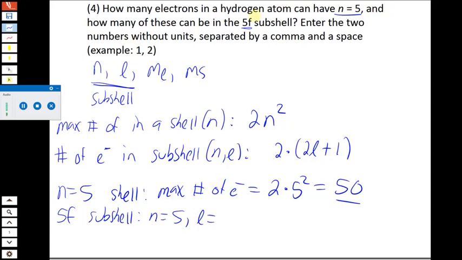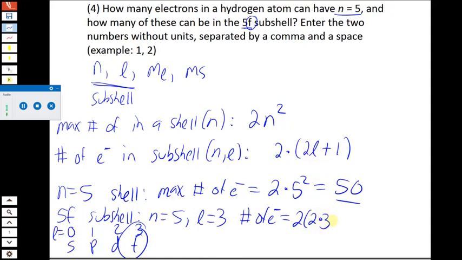So remember that these letters in a subshell designation represent the values of l that we have. So you have s, p, d, and f as the ones that we encounter most commonly, and that gives us values of 0, 1, 2, or 3 for l. So an f subshell has l equals 3, so that's the value of l that we're going to want to use for this one. All right? So the maximum number of electrons in 5f is going to be 2 times the quantity 2 times 3 plus 1, 2 times 2l plus 1, which is 2 times 7, or 14. All right, so the correct answer for this one would be 50, 14, separating the two numbers as we instructed you to do.